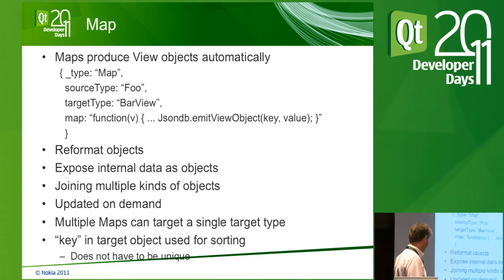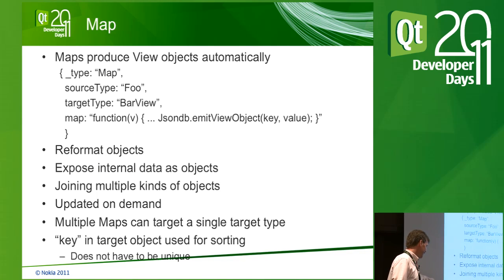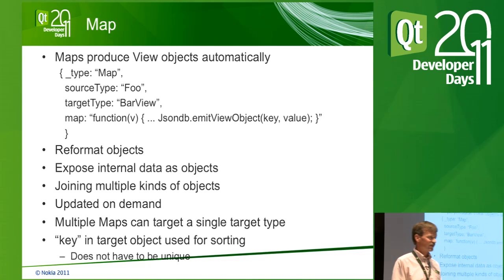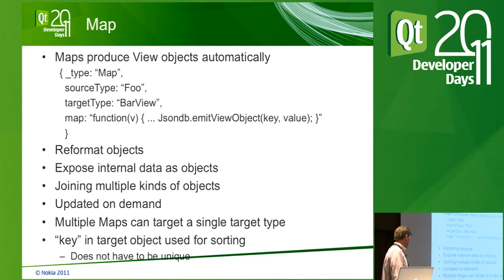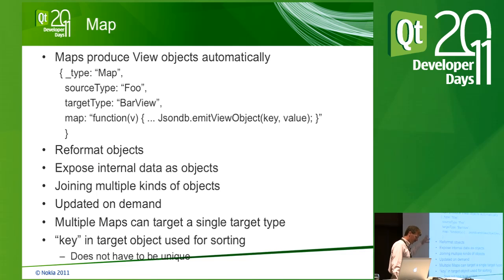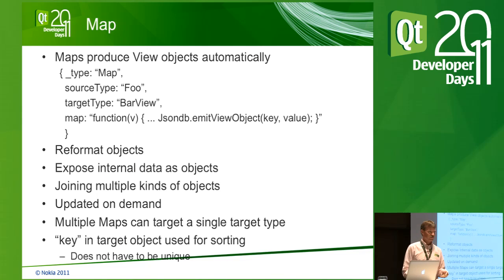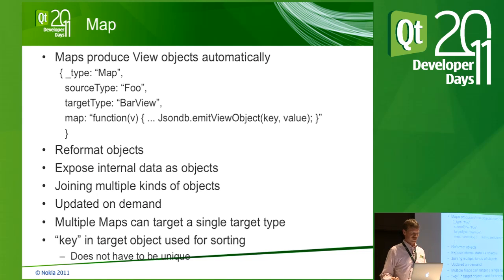OK, so I showed update on demand. I didn't show, but if you have multiple kinds of data, you can format them into a common type using 2 map functions, different source types, same target type, and then do a unification of things there. And then the first argument to that emit view object is a key, and that can be used for sorting. You can also create indexes on other properties in that object and sort on those things as well.